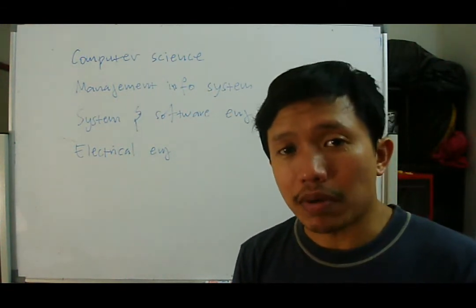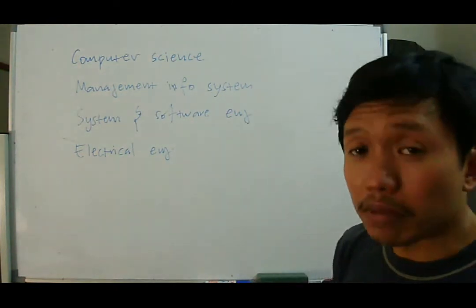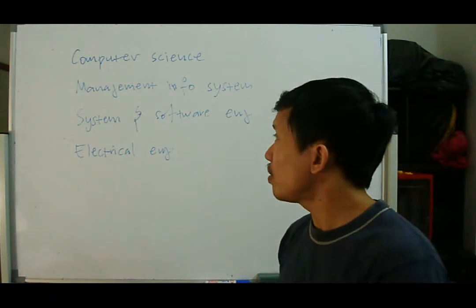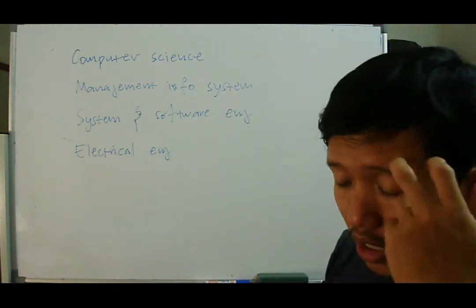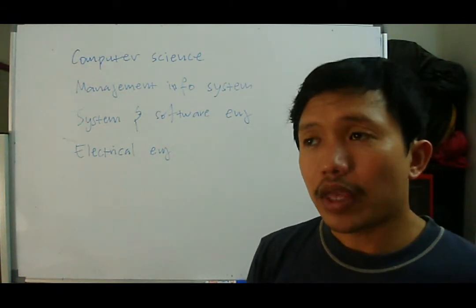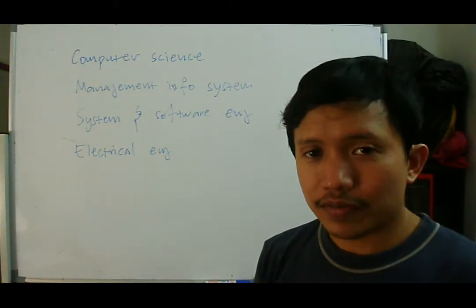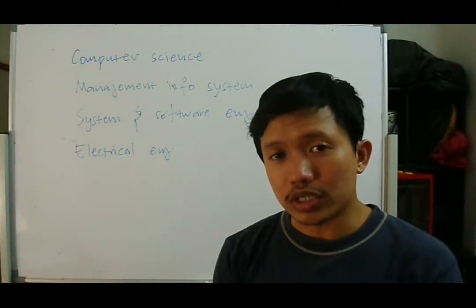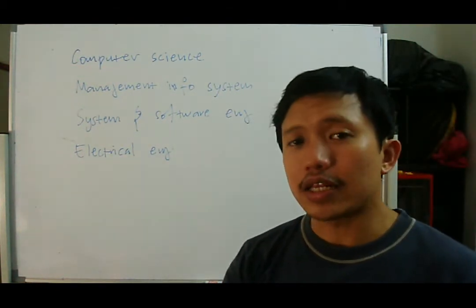Or you can also choose to learn how computers and technology in general can be used in order to optimize productivity in businesses. And so that is management information system. Management information system is where you learn about practical usage of computers and technology in business.